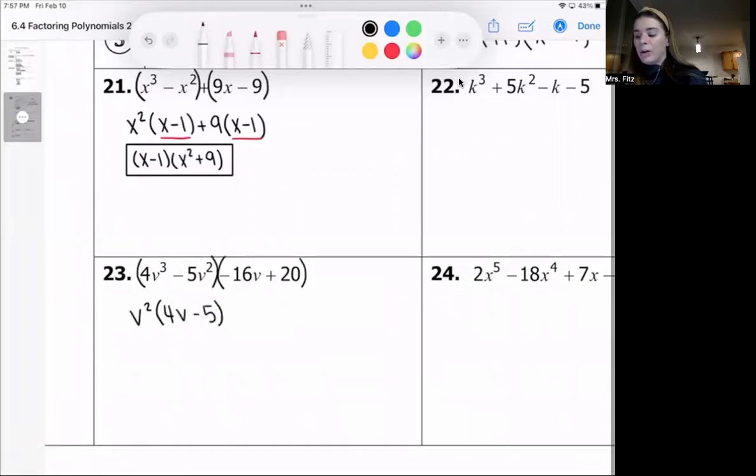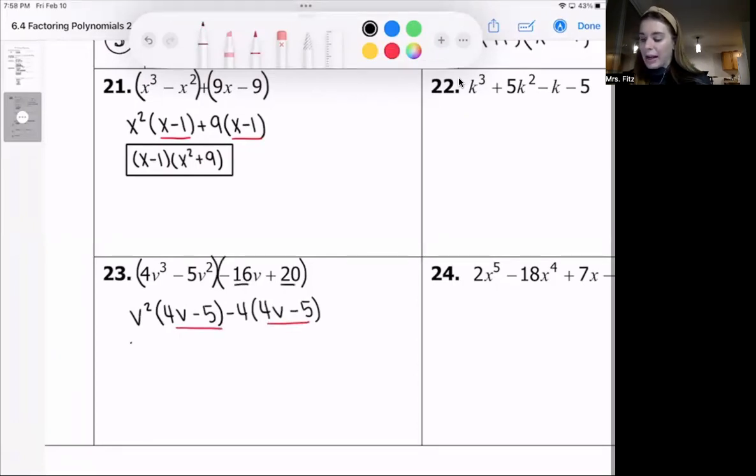Now between 16 and 20, I'm going to pull out a minus 4 because I want that guy to be actually negative, so it matches that. Okay, so we're going to pull out a minus 4 times negative 4. When I pulled out of negative 16, I'm left with 4v. 20 over negative 4 is minus 5. Notice now we have that common factor of 4v minus 5.